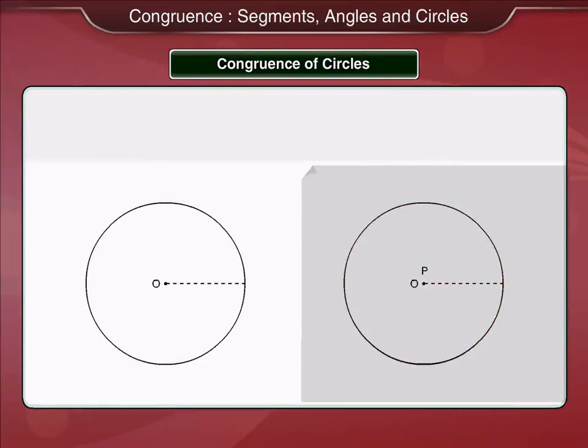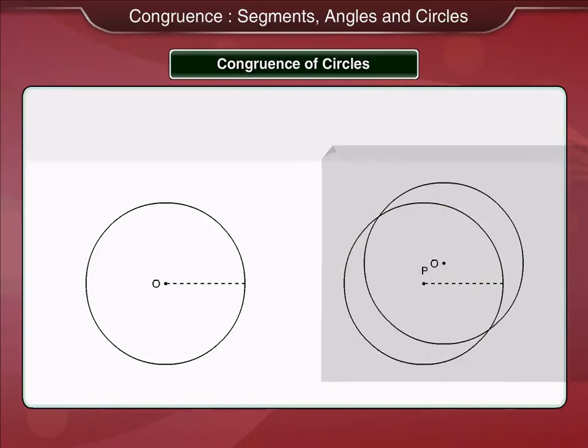Time for an activity. Which of these circles are congruent? The radius of the circle with center A is 2.5 centimeters. The radius of the circle with center B is 3 centimeters. The radius of the circle with center C is 2.5 centimeters. And the radius of the circle with center D is 5 centimeters. The circle with center A and the circle with center C have equal radius. Therefore, these circles are congruent.